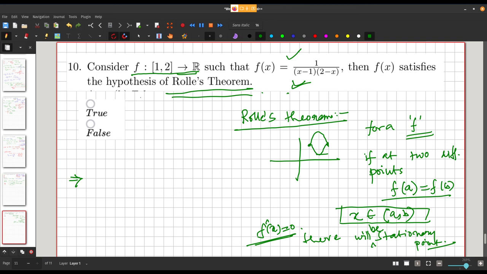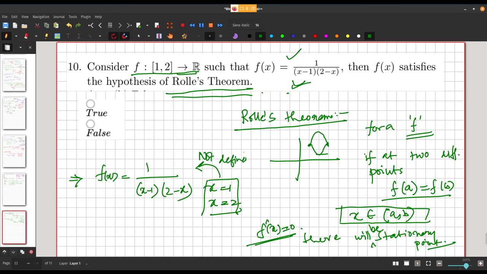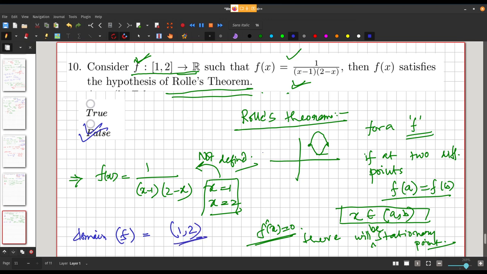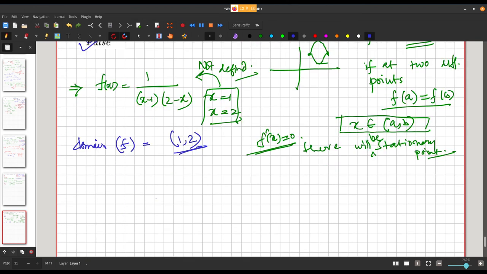because you can see at x equal to 1 and x equal to 2, the function is not defined, right? Because it will blow up for both these values at the boundary. So for this domain, this will be false. But if you modify the domain as the open interval (1, 2), then the function is completely valid at every point, right? So for the open interval, Rolle's theorem will be applicable.